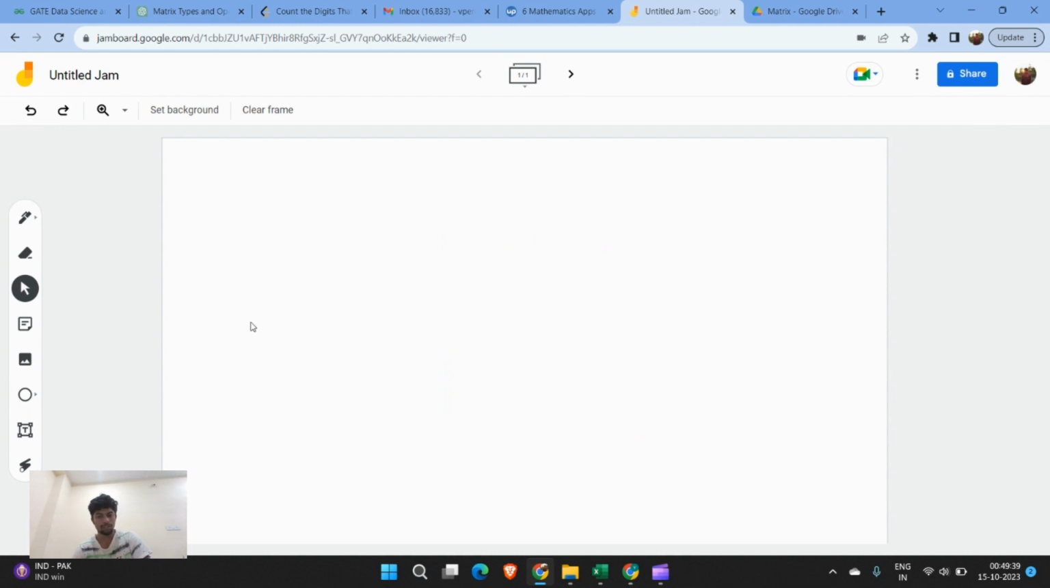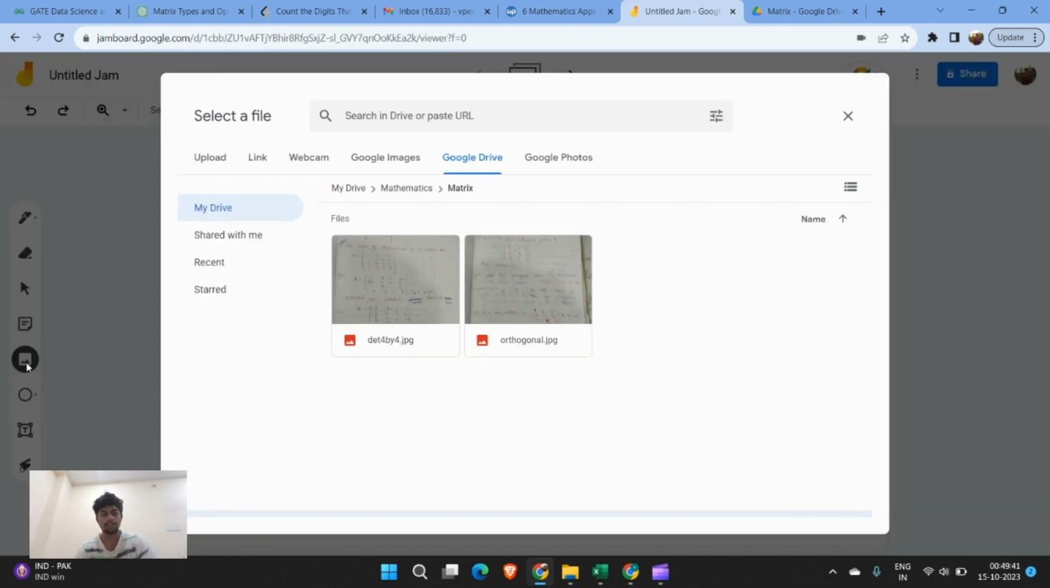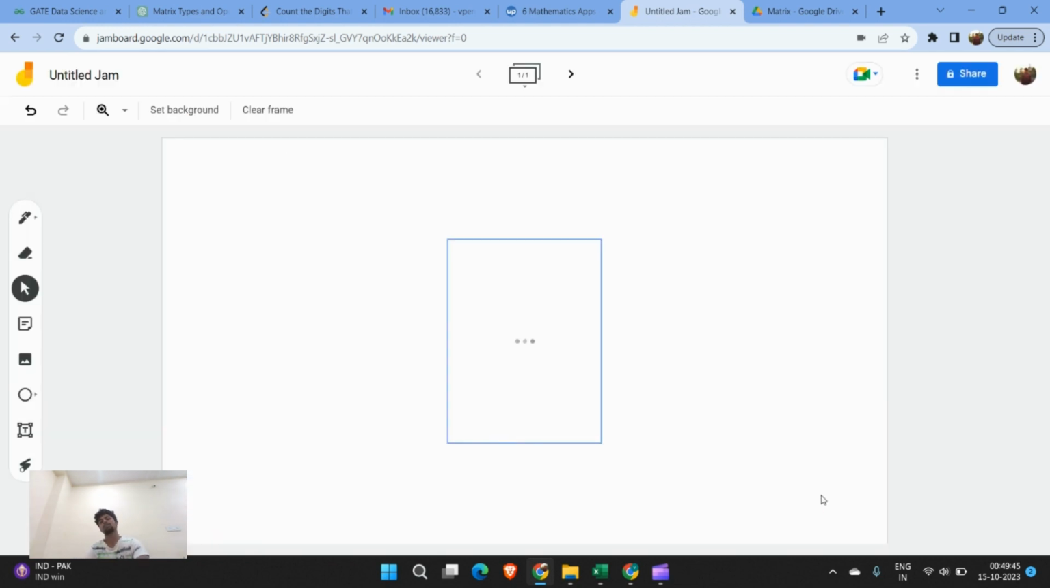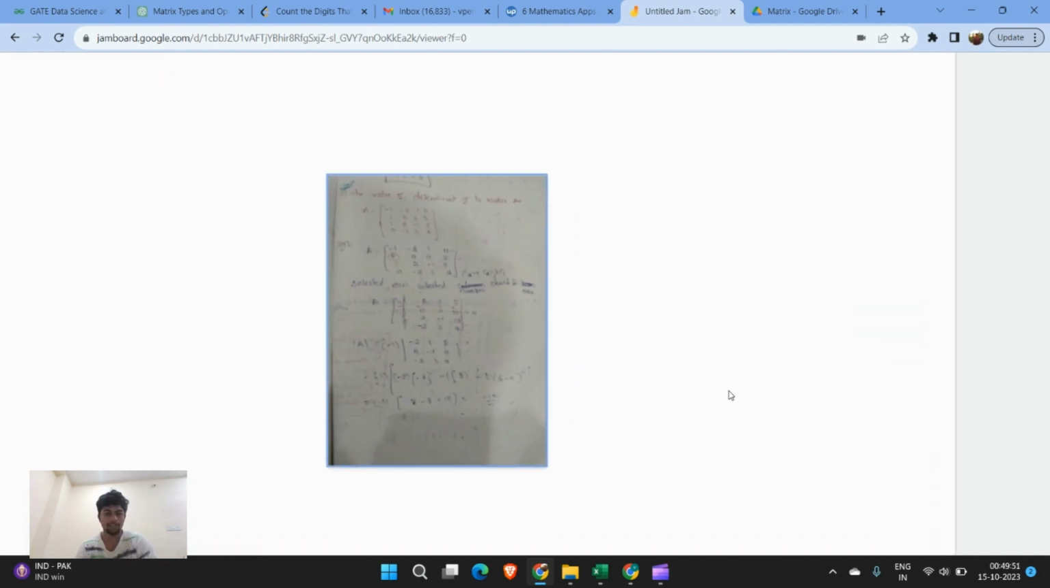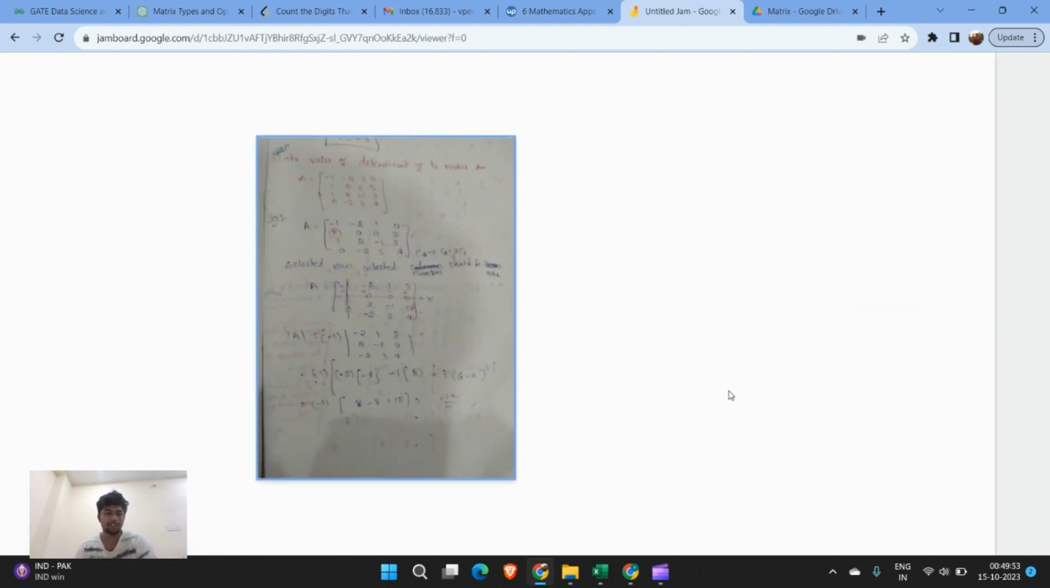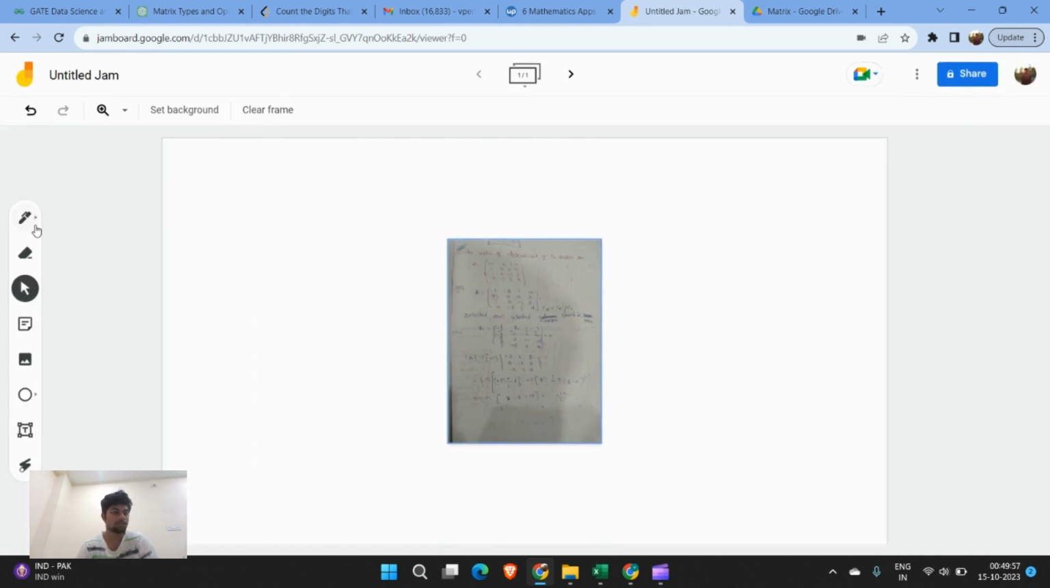Let's discuss determinants. They'll give you one matrix and ask you to find the determinant of that matrix. There are many ways to find the determinant. If it is a 2 by 2 matrix, it's very simple. I'll do this here. Let's assume they ask you to find the determinant of this one: 1, 2, 3, 4.